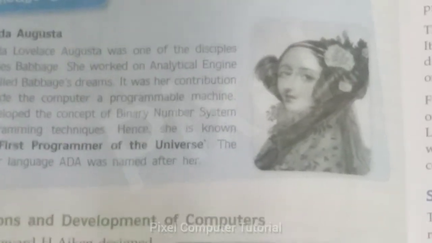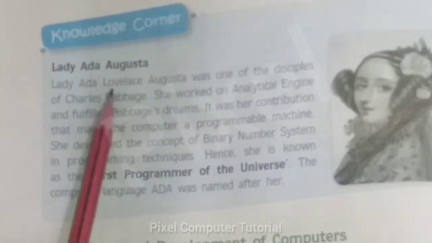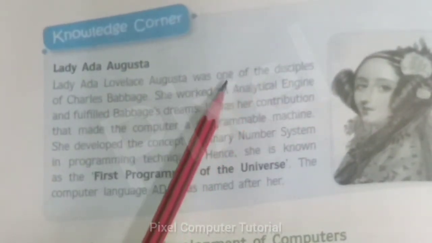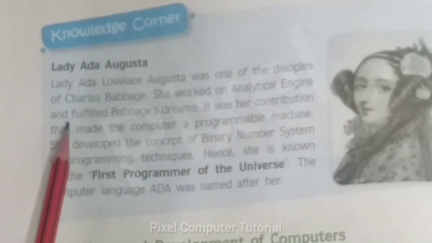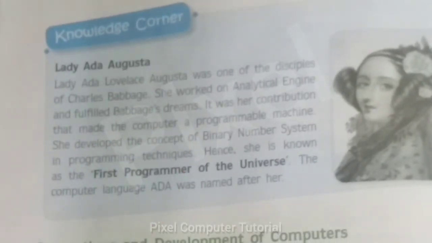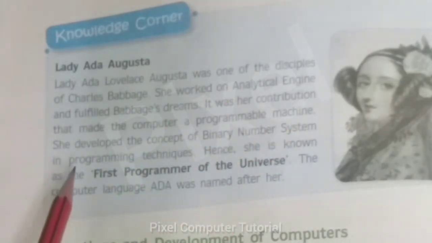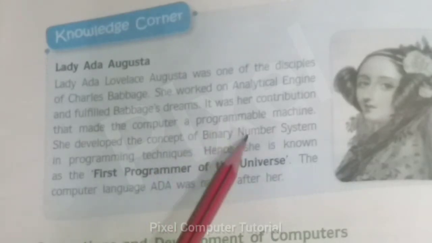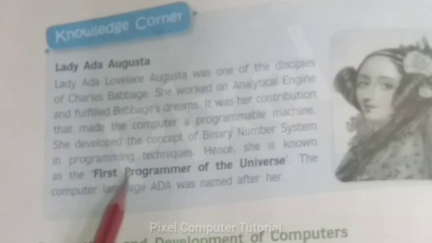Okay, so it has been explained here. Lady Ada Lovelace Augusta was one of the disciples of Charles Babbage. She worked on the analytical engine and fulfilled Babbage's dream. It was her contribution that made the computer a programmable machine. She developed the concept of the binary number system in programming techniques. Hence, she is known as the first programmer of the universe. The computer language ADA was named after her.